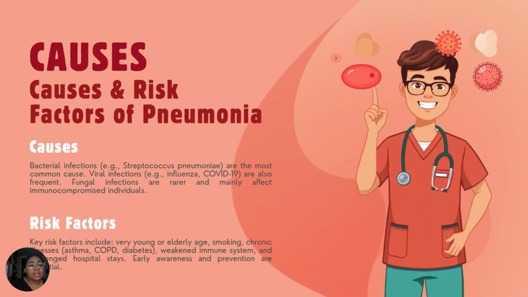And then the next one is causes and risk factors of pneumonia. The causes can be, as I said before, bacterial infections such as streptococcus pneumoniae, and viral infections such as the flu or COVID. Fungal infections are more rare and not as common, affecting mostly people that have weaker immune systems or can't fight against pathogens. Risk factors can be being very young or of older age, smoking, chronic illnesses such as asthma, COPD, diabetes, cancer, a weakened immune system, and longer hospital stays. So it's best to get it treated before or at an early stage.